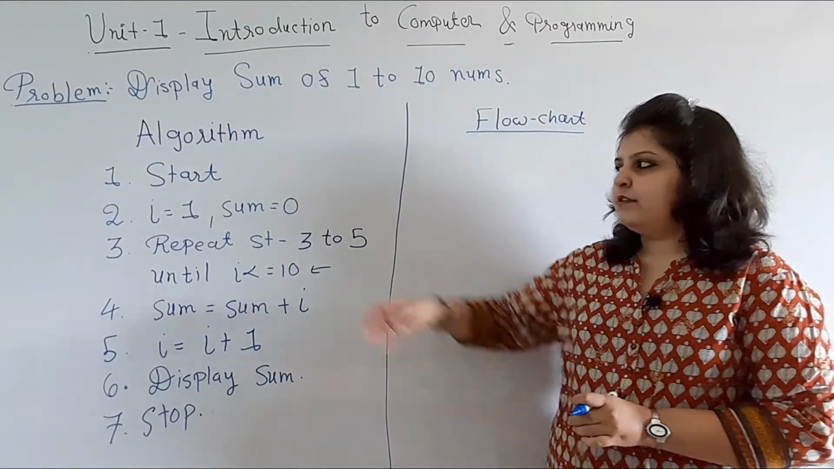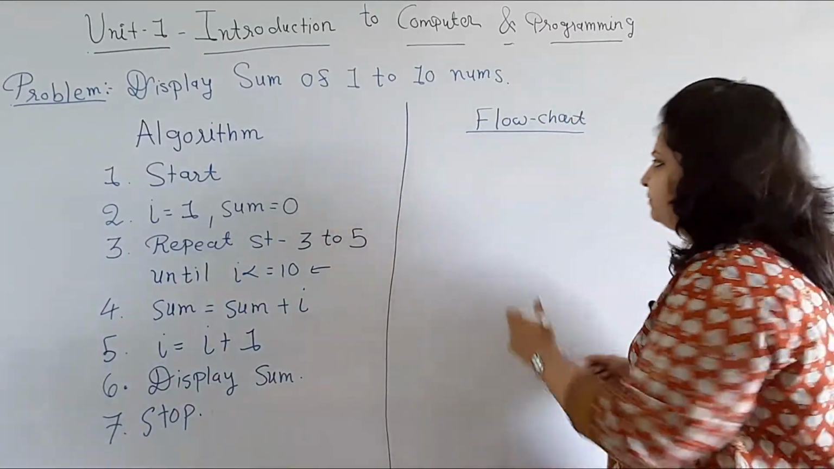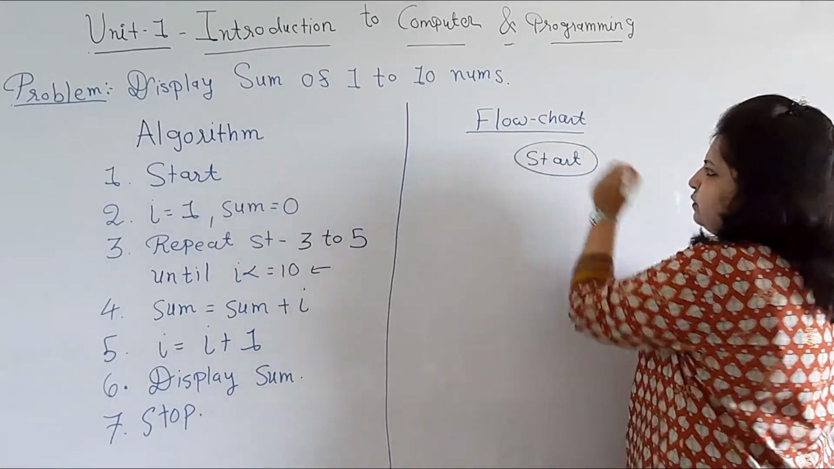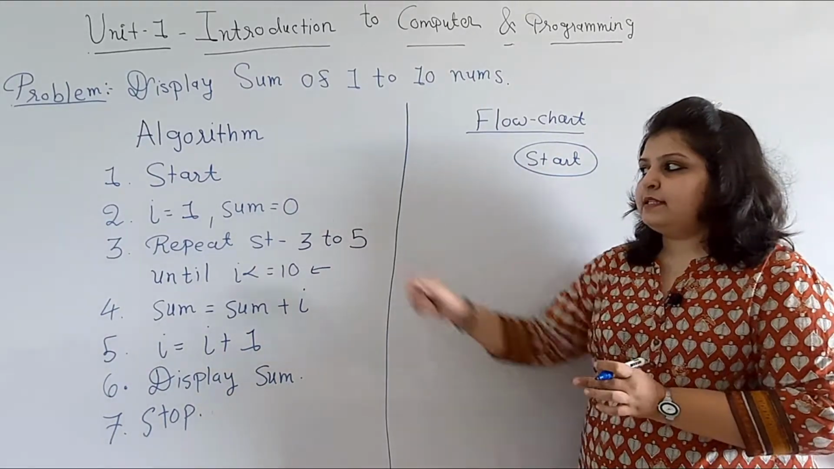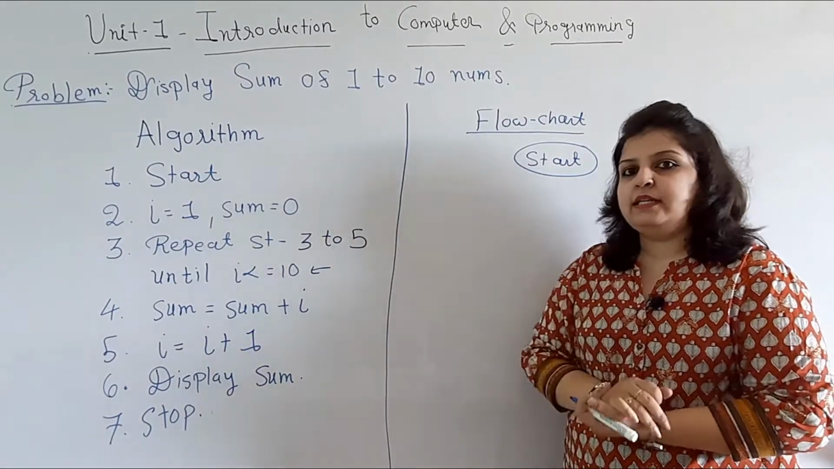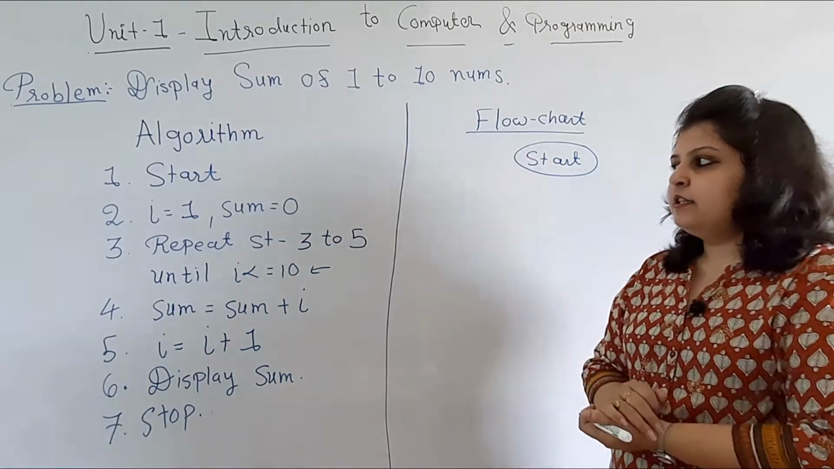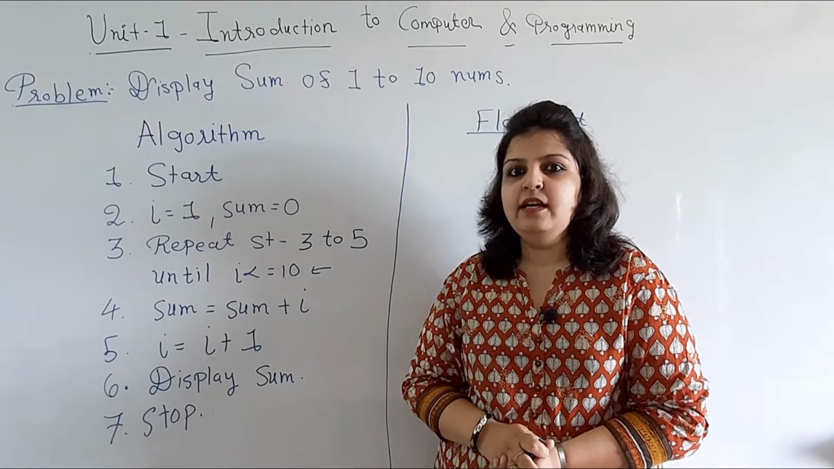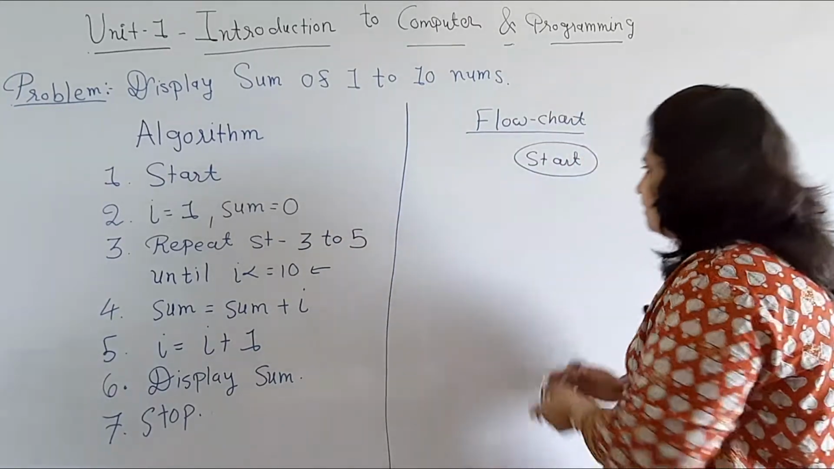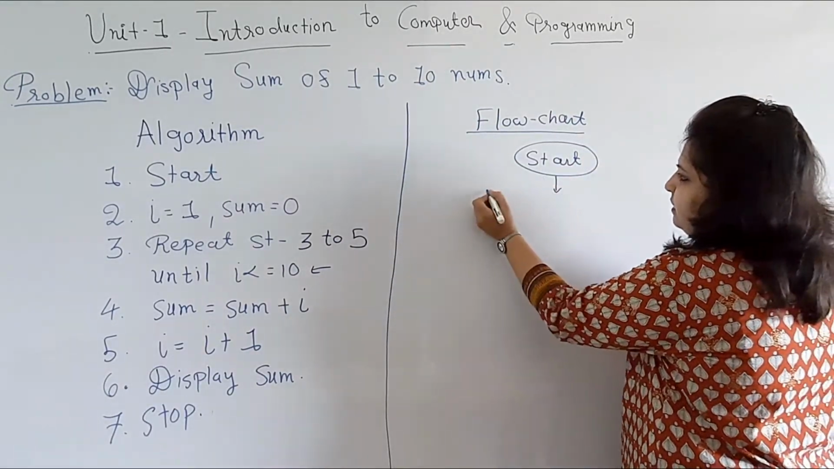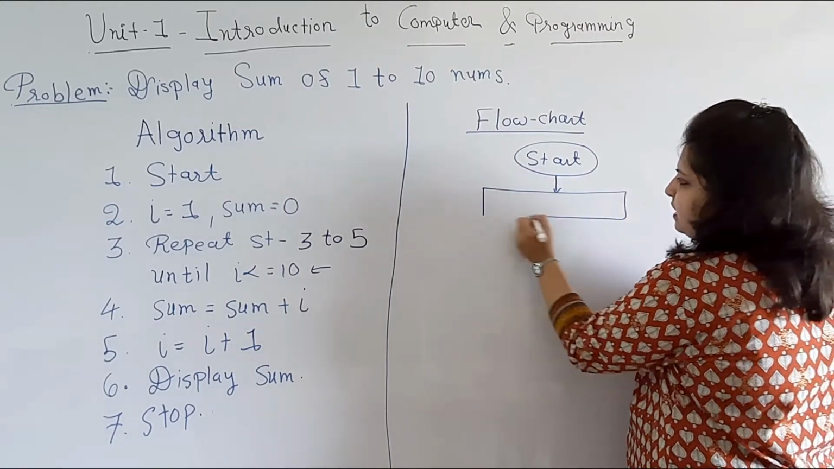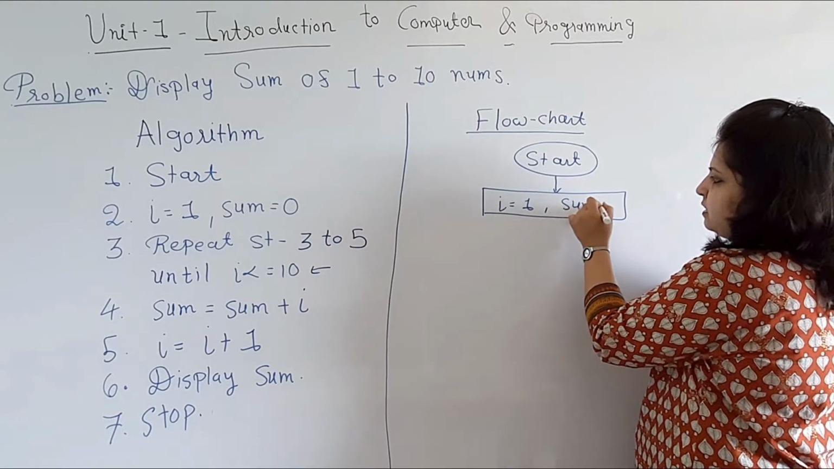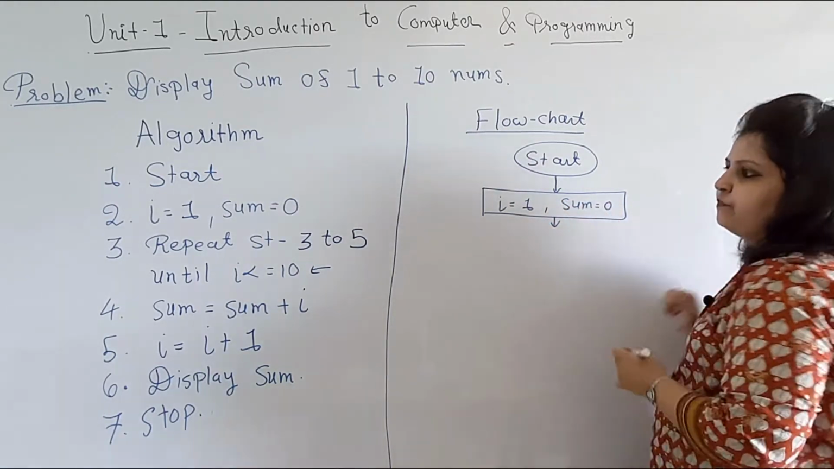For the flowchart, the first step is start, and start we write in an oval. Now the next step is I is equal to 1 and sum is equal to 0. This is also called an expression, and an expression is represented by a rectangle symbol. Here we write in the rectangle: I is equal to 1, sum is equal to 0.